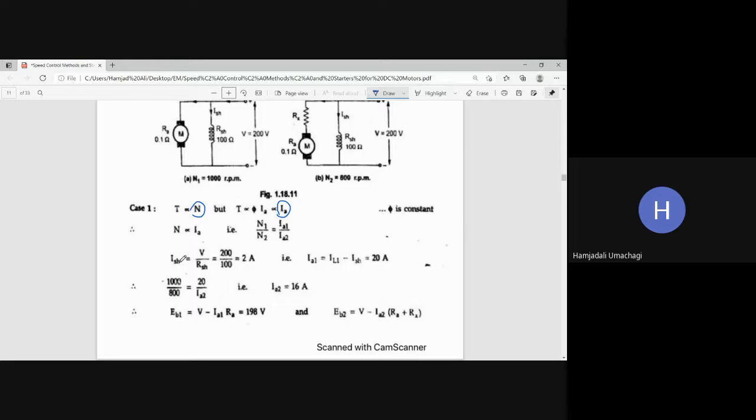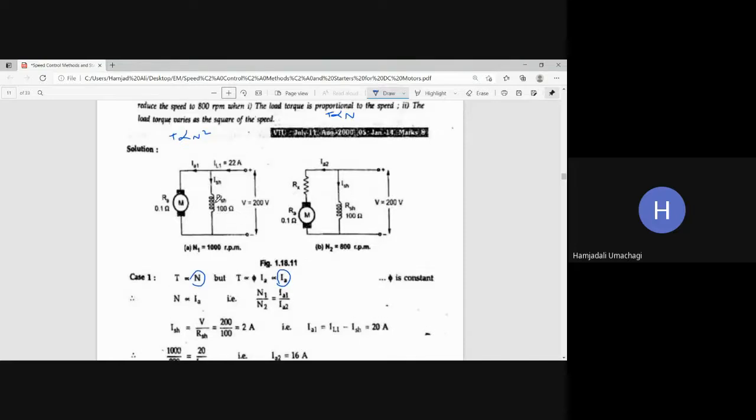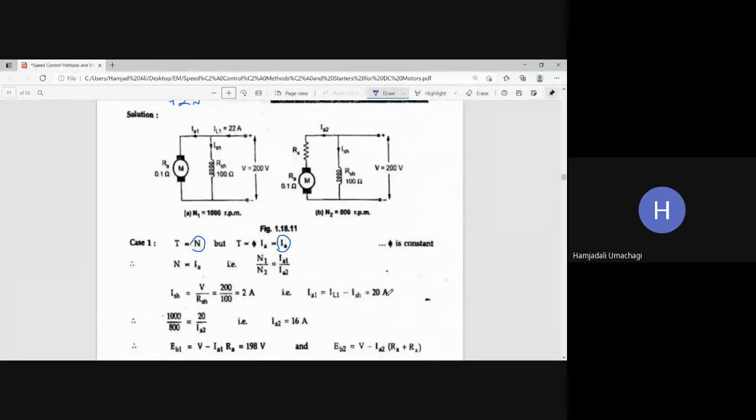So now field current ISH is equal to what? V by RSH, 200 by 100. So ISH value is 2 amps. ISH is 2 amps, IL1 is 22 amps. So apply KVL and tell me the value of IA1. IA1 is equal to what? IL1 minus ISH, that is 22 minus 2. 22 minus 2 is how much? 20 amps.